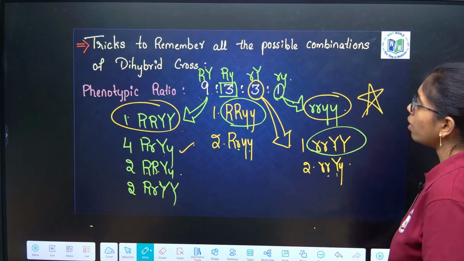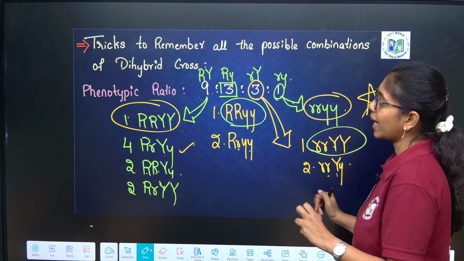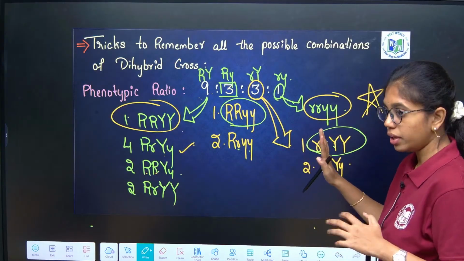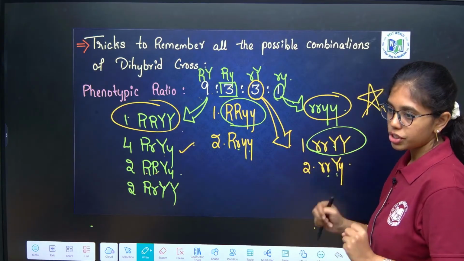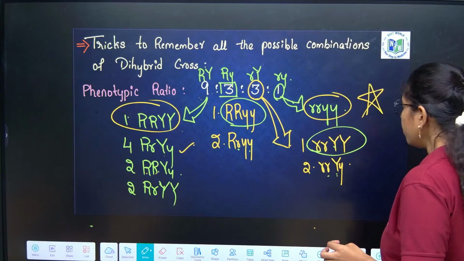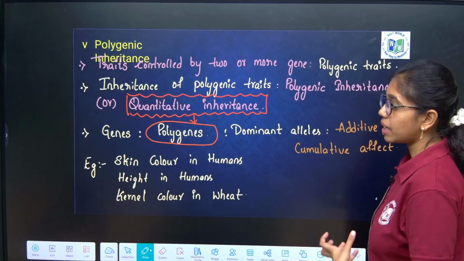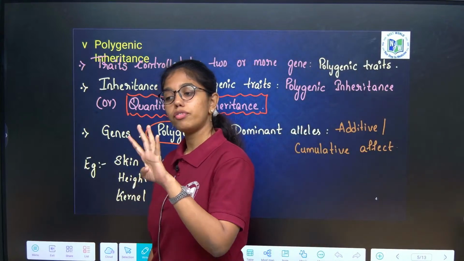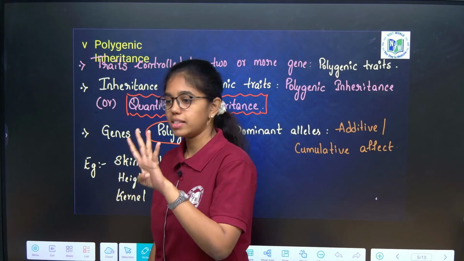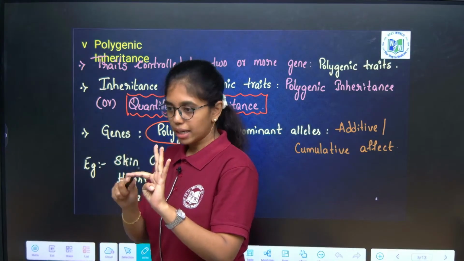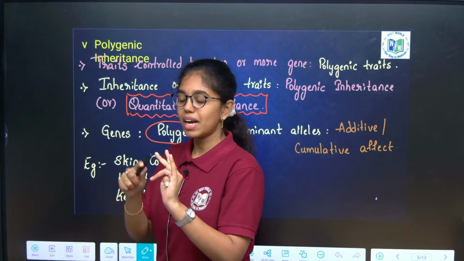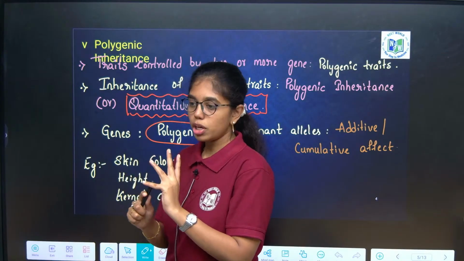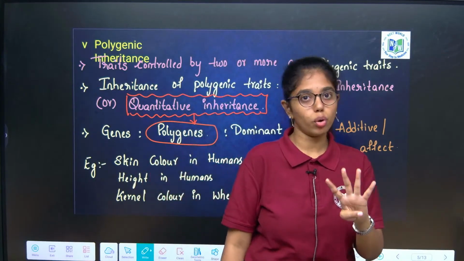Yes. Now this is all about the dihybrid cross. Tricks to remember all the genotypic combinations from the Punnett square. Now there are some exceptions for dihybrid cross also. Like there are 4 exceptions from monohybrid cross. Let's recall them once again. One is incomplete dominance, codominance, multiple allelism and pleiotropy. As such we have 4, right?